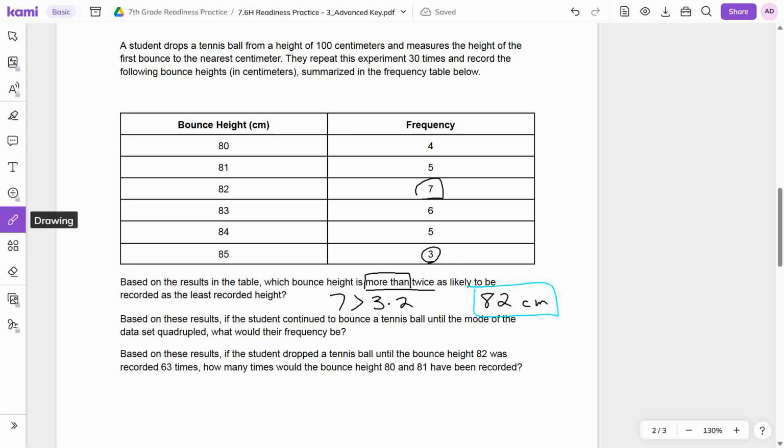Based on these results, if the student continued to bounce the tennis ball until the mode, all right, so we have to know what the word mode means. That means the most recorded. So that's going to be our 82 again.